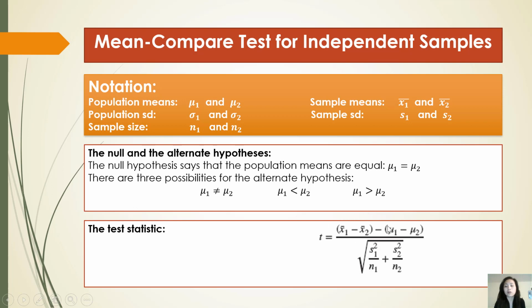Everything at the numerator is called the point estimate, and everything at the denominator is called the standard error. The standard error here is the square root of s1 squared over n1 plus s2 squared over n2.